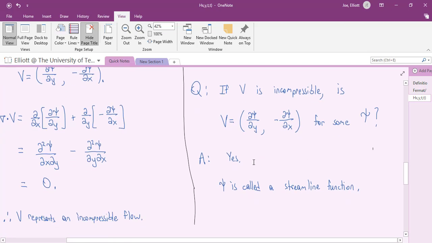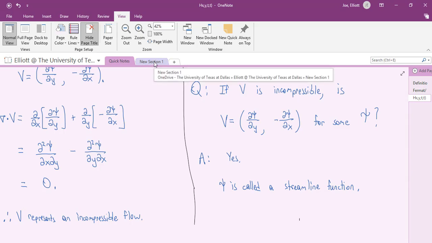And so the answer is yes. I mean, assuming that your functions are all nice and smooth or whatever. But generally, the answer is going to be yes. So such a function c is called a streamline function. And we'll talk a little bit about the significance of the streamline function in just a bit.